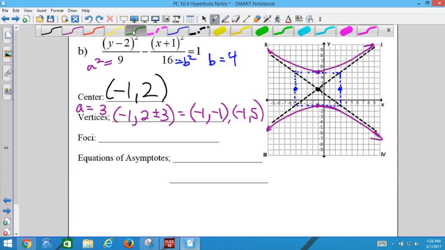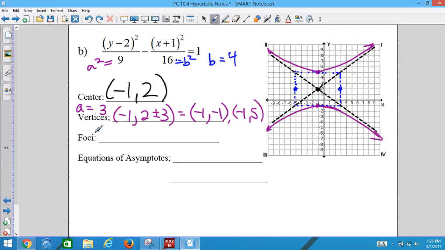Both sides, we use a squared plus b squared, so I'm doing 9 plus 16, which is 25, so my c value is 5. And the foci go the same way the vertices went, so they're going to go up and down. They're going to affect my y values from the center. -1, 2 plus or minus 5. So -1, -3, and -1, 7.